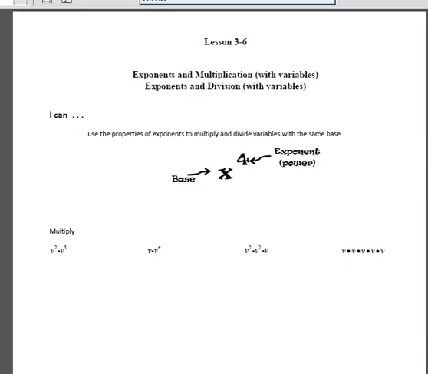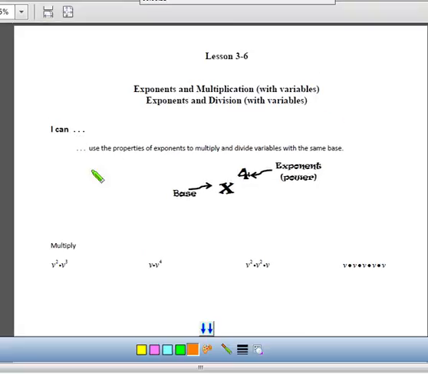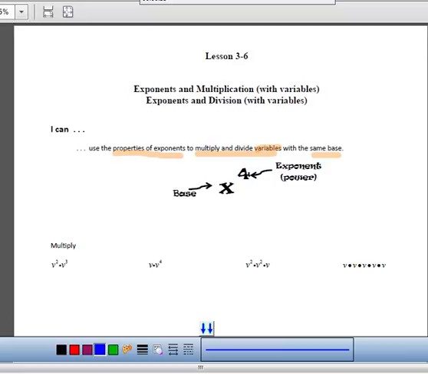So this time we're going to be looking at our exponents, which we've already been doing, operations with our exponents, but this time we're going to be dealing with variables instead of actual numbers. So the learning target: I can use properties of exponents, so these are the things we've already learned about, to multiply and divide variables, with the same base. And the base is actually the variable. So we have some examples here, and we've seen these before, except with numbers.